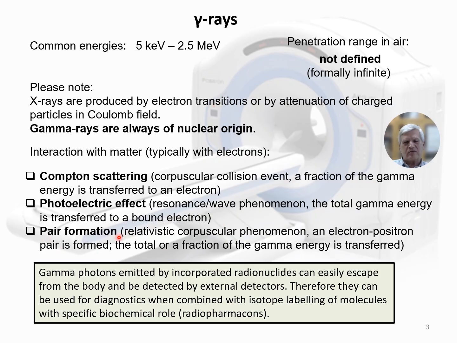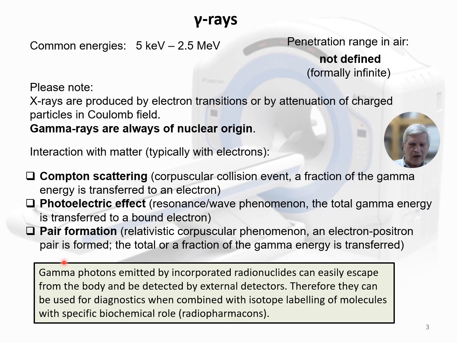Pair formation is relatively rare. When we have too high gamma energy, then this is a so-called relativistic corpuscular phenomenon, and an electron-positron pair forms, and in this event, the total or a fraction of the gamma energy is transferred to the material. It is not very relevant in nuclear medicine.